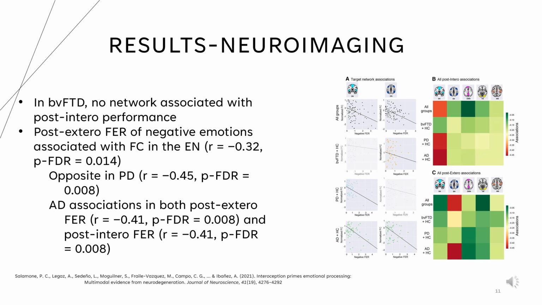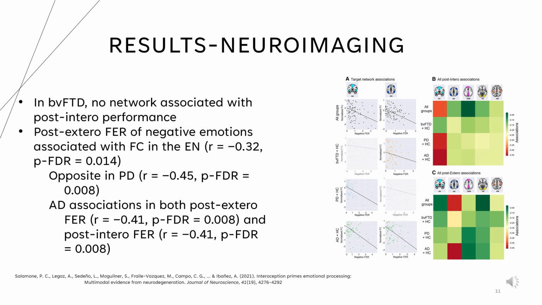An opposite pattern was found in the tandem between healthy controls and Parkinson's disease, with significant associations between post-interoceptive negative FER and FC in the SN, with an R value of negative 0.45 and a PFDR value of 0.08. No significant associations between FC and post-exteroceptive performance were found.